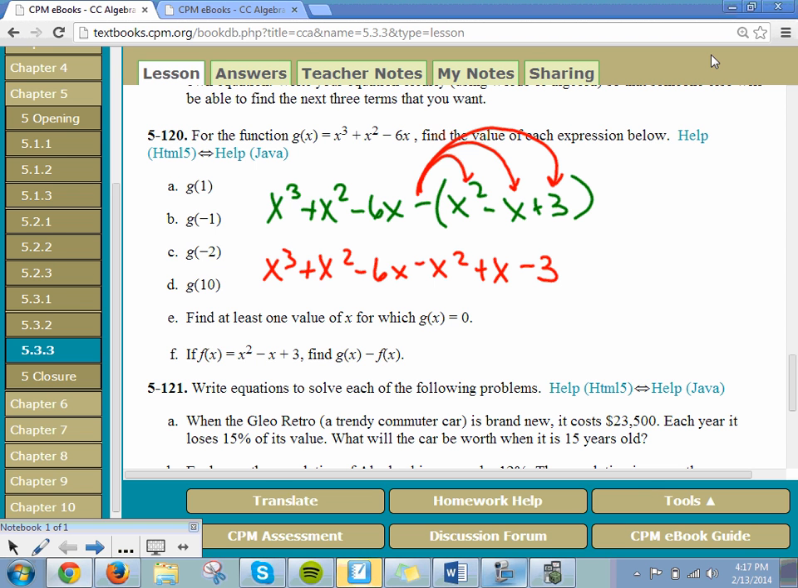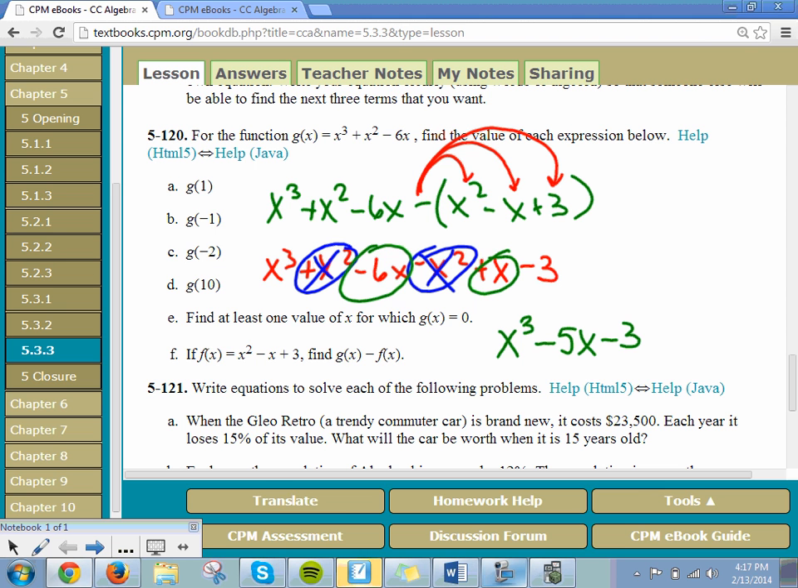and combine like terms. So I've got a positive x squared and a negative x squared. I know that that'll cancel out and go to 0. And then the other like terms I have are negative 6x and positive x. So when I rewrite this, I still have my x to the third, and then minus 5x minus 3. And that's how we do part F.